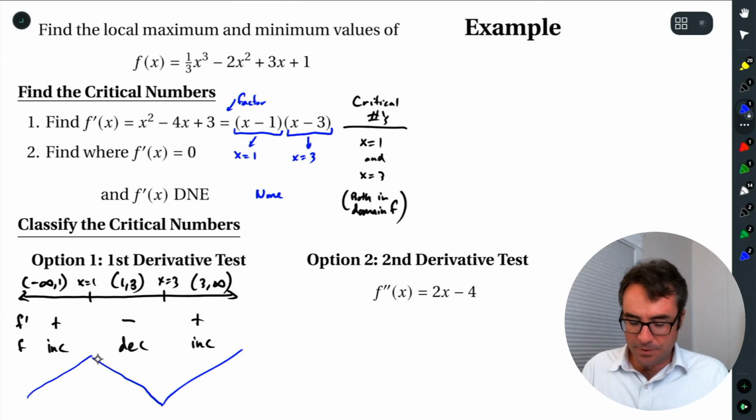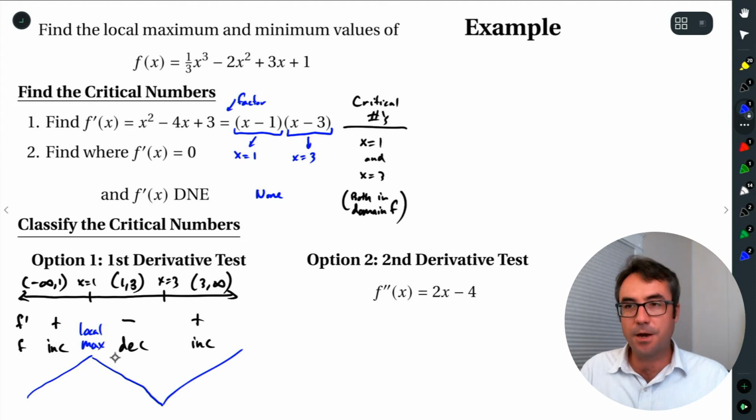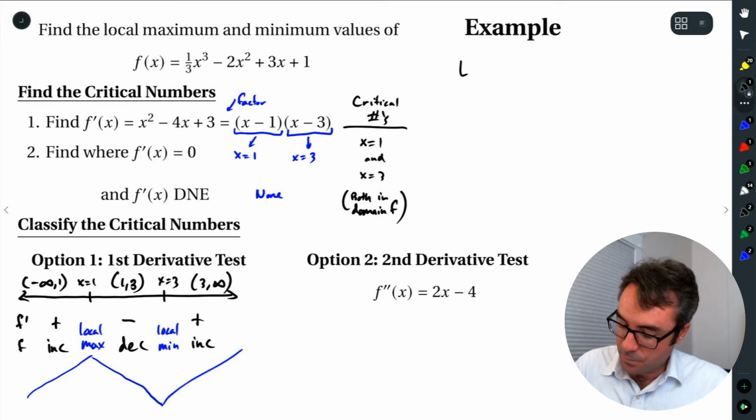If we're going from increasing to decreasing, we have a local max. And if we're going from decreasing to increasing, if we switch signs from minus to positive, we have a local min. And so that's what we're seeing. At x equals 1, we have a local max, and at x equals 3, we have a local min. So let's write that down. We have a local max at x equals 1, and we have a local min at x equals 3.